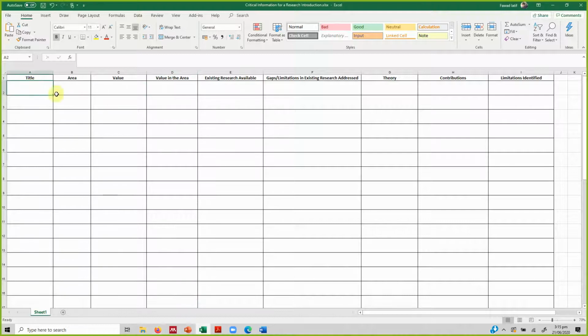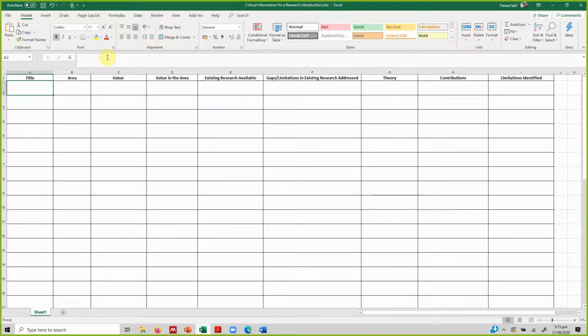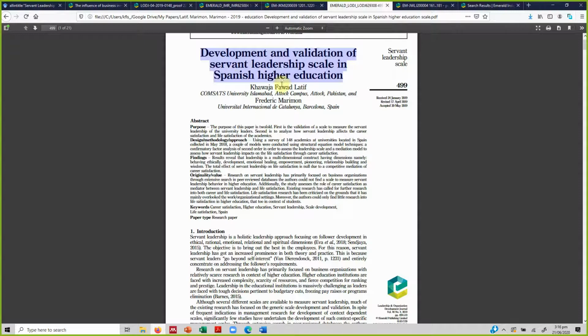We need the title of the paper. So let's copy the title of the paper. Second is, what area did they focus on? And in this case, it's pretty clear from the title that it was higher education.